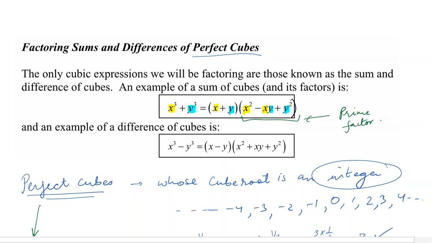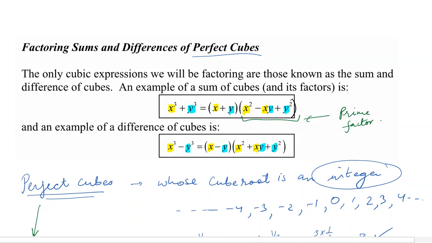Yellow cubed plus blue cubed is equal to (yellow + blue) times (yellow squared - yellow times blue + blue squared). I'm using the color coding so that when we do the questions, if you have anything else in place of x, you know what that new expression is, and you're going to use that whole bundle together. Similarly, the difference of perfect cubes formula: x^3 - y^3 equals (x - y) times (x^2 + xy + y^2).